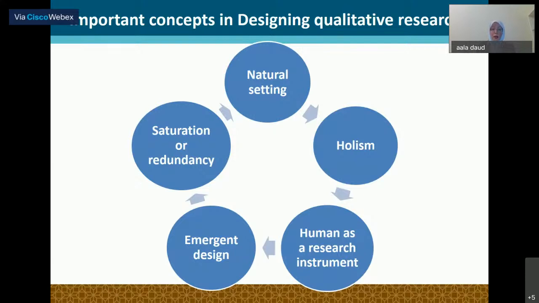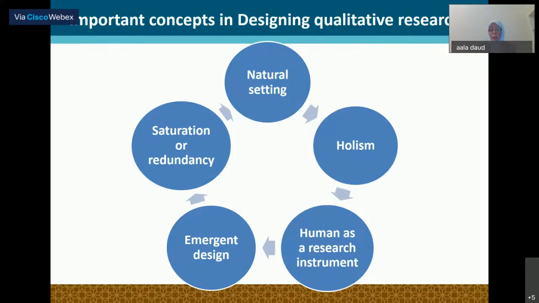Holism as well. So you're talking more about magnitude rather than the sum, like you do for the quantitative. Human as a research instrument. So the researcher is at the center of this research. They need to be a good listener. They need to interact. They need to be flexible. So you have a human as a research instrument.